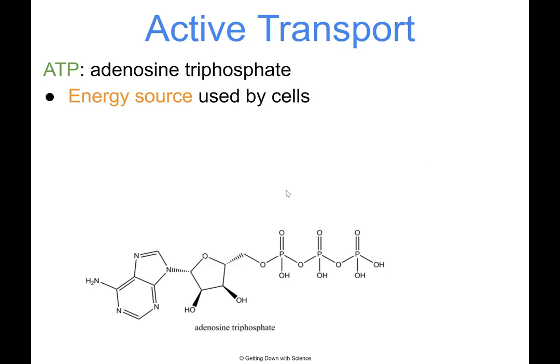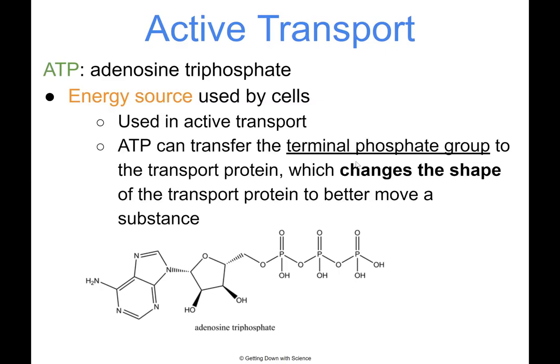Or think of it this way. If you're going down to buy something, you can't use a euro. You have to use US money. ATP would be that US money. It's the part that the cell can use. We have other energy molecules, but we have to turn them into ATP to be used by the cells. So it's used in active transport. That's the energy that is required.